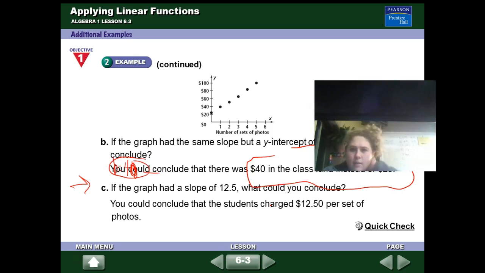Please go ahead and start the practice problems on the back. Once you're done with the practice problems, you can start working on the application problems for this section.